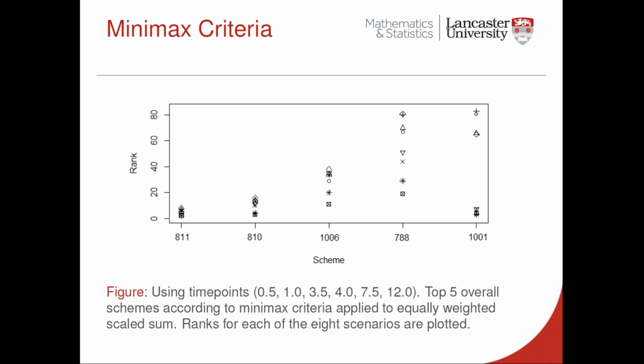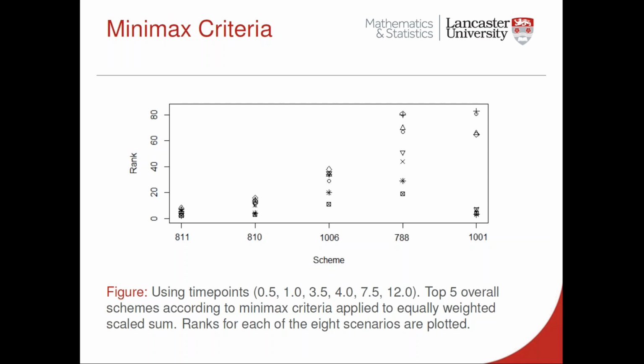Scheme 810, on the other hand, has a little bit more variability in the ranks. The worst rank is somewhere around 20, while once you go up to scheme 1,001, for example, yes, you could do very well in some scenarios, and if I remember correctly, the ones where the rank of 1,001 is pretty good are the scenarios where the variability is low in one of the parameters. But if the variability is large in this parameter, you get much, much worse performance. Your rank goes up to 60 to 80.